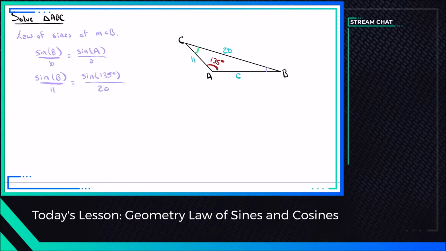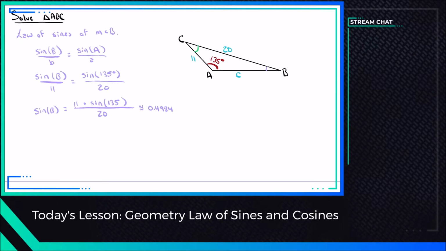So the sine of B is going to equal 11 times the sine of 135 divided by 20. And if you plug in 11 times the sine of 135 divided by 20 into a calculator, that will approximately equal 0.4984. So now we know that the sine of B is equal to approximately 0.4984.